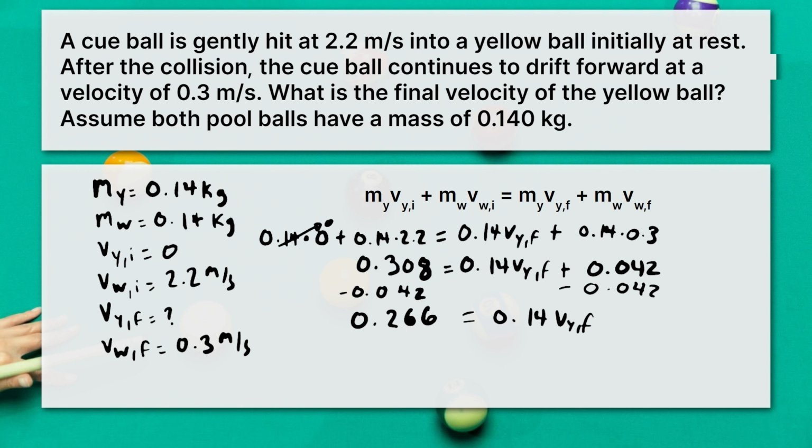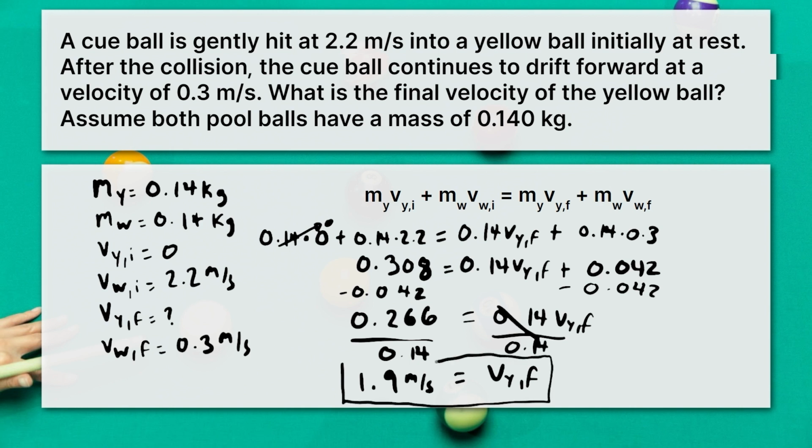So we're almost there. Then we just divide both sides by the 0.14 to get velocity y final by itself. That's going to cancel out there, and we're going to get the velocity y final as 0.266 divided by 0.14. When we do that, we get 1.9 meters per second. And that's already rounded there to the correct number of sig figs, which is 2. So that should be our final answer.